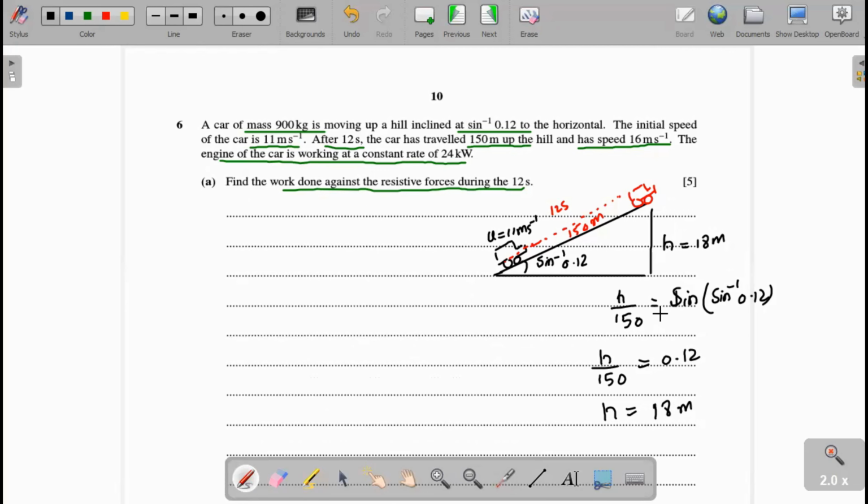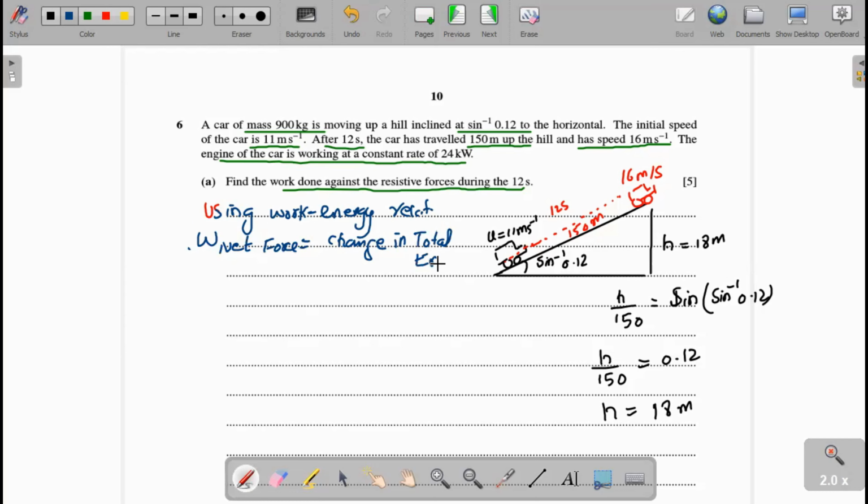Okay. Now we see that the speed of the car at the top is 16 meter per second. We write it as 16 meter per second. And to find the work done against resistive force, we find this value using the work energy relation. That is equal to work done by net force. Work by net force will be equal to the change in mechanical energy, the total energy change. Now we write it.